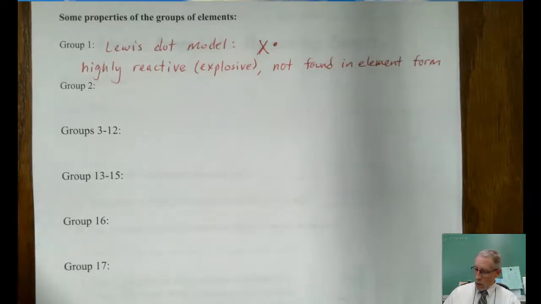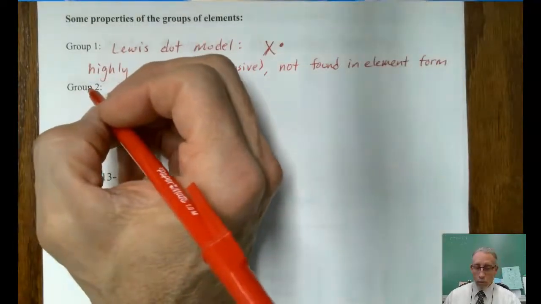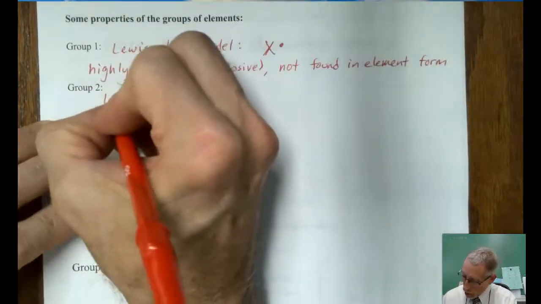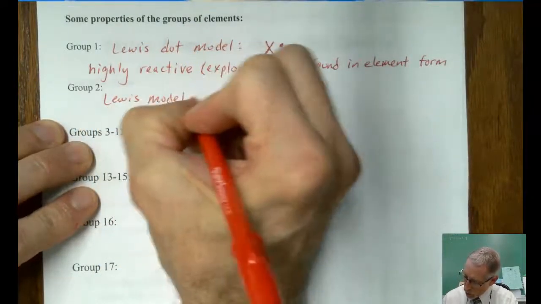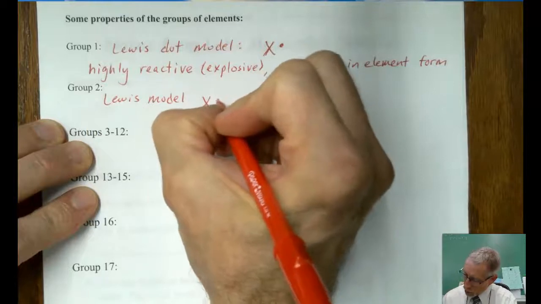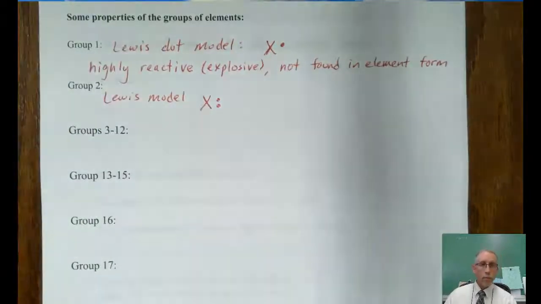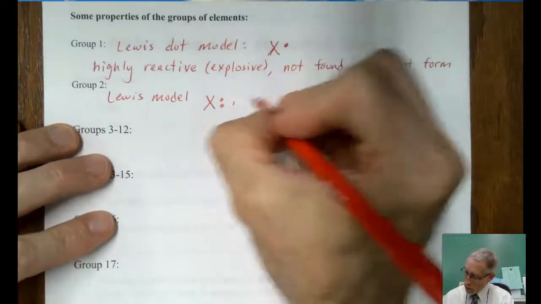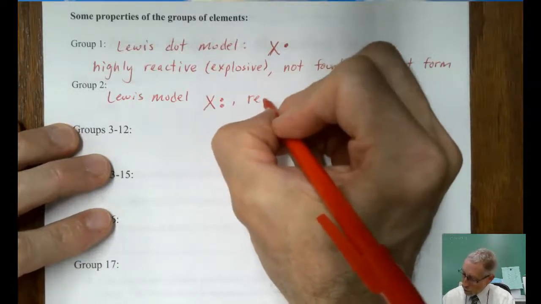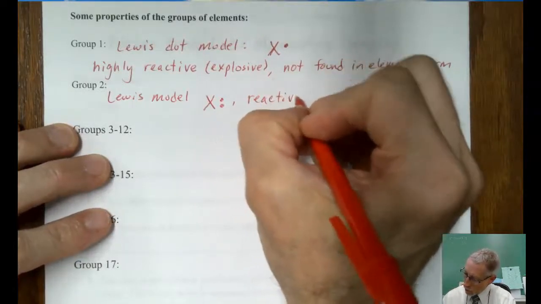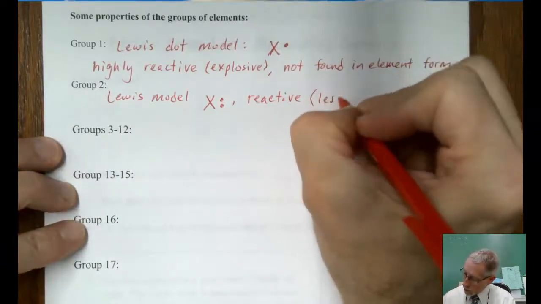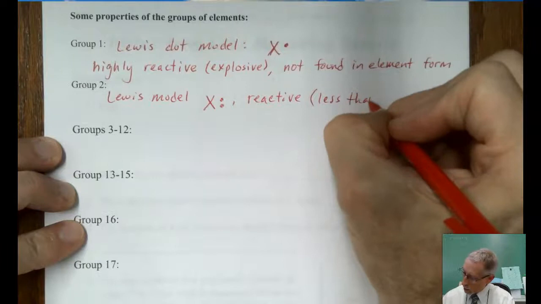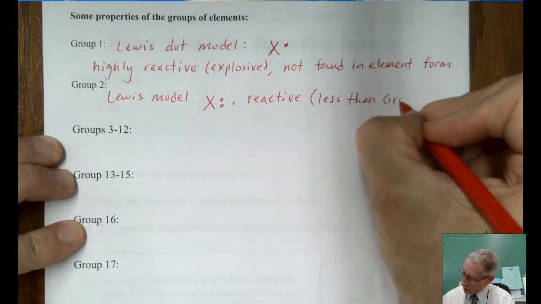All right? In group 2, the Lewis model would be a symbol with 2 dots on it. Okay, still reactive, but not as much. So less reactive than the group 1 atoms.